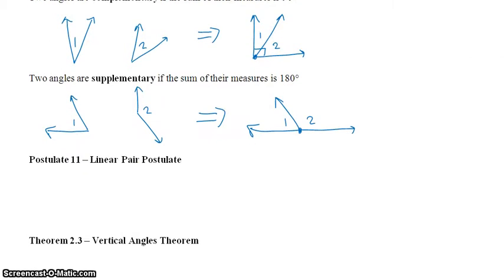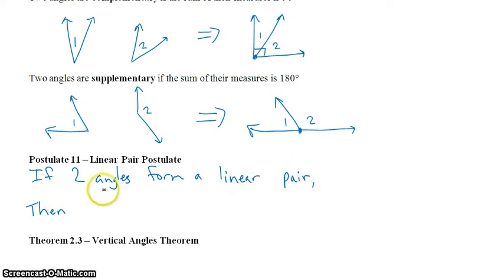So that's what the linear pair postulate says. It's an if-then statement. If two angles form a linear pair, then the two angles are supplementary. When we're writing a proof, if we know that we have a linear pair, we can conclude that the angles are supplementary. If two angles are supplementary, we know that they measure to be 180 degrees.